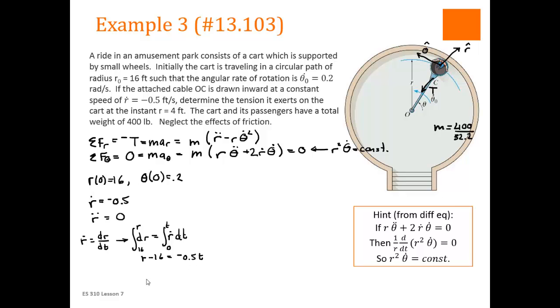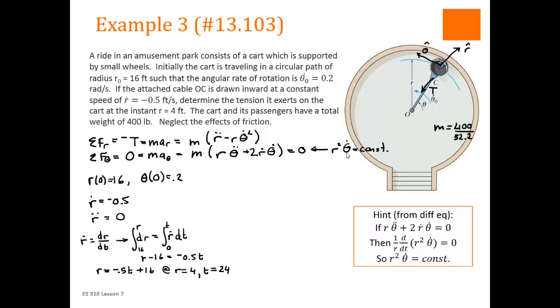All right, so our expression for r then is r is equal to negative 0.5 t plus 16. So at what point were we interested in? 4, right? r equal to 4, t equals 24. So it took 24 seconds for r to go from 16 to 4. So we have the r information now. Now we need the theta information.